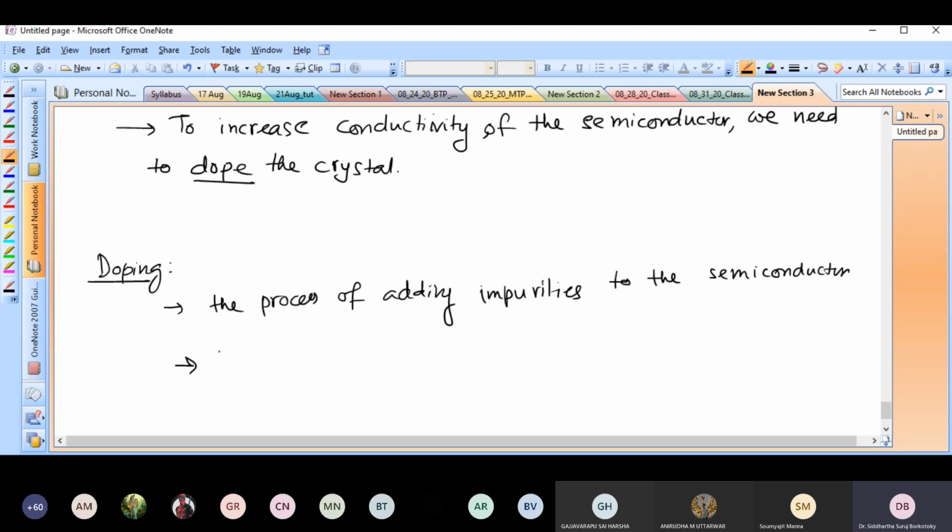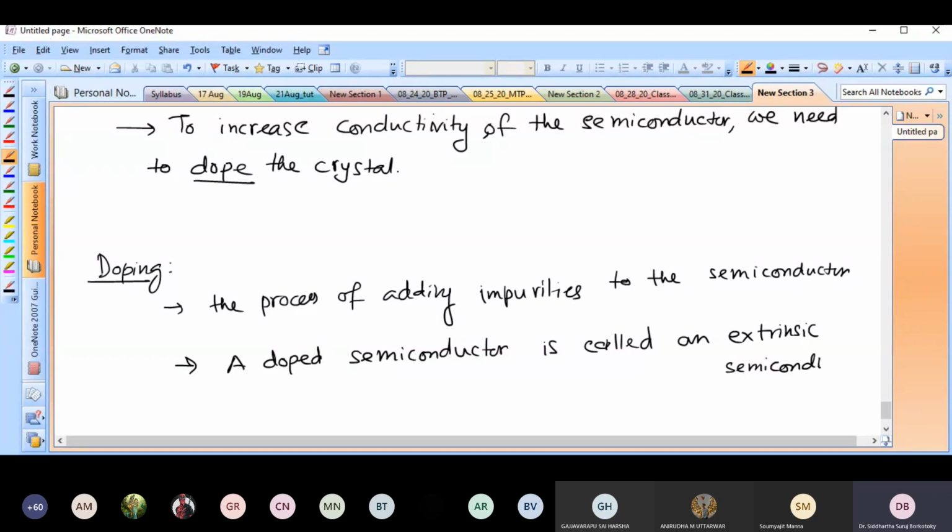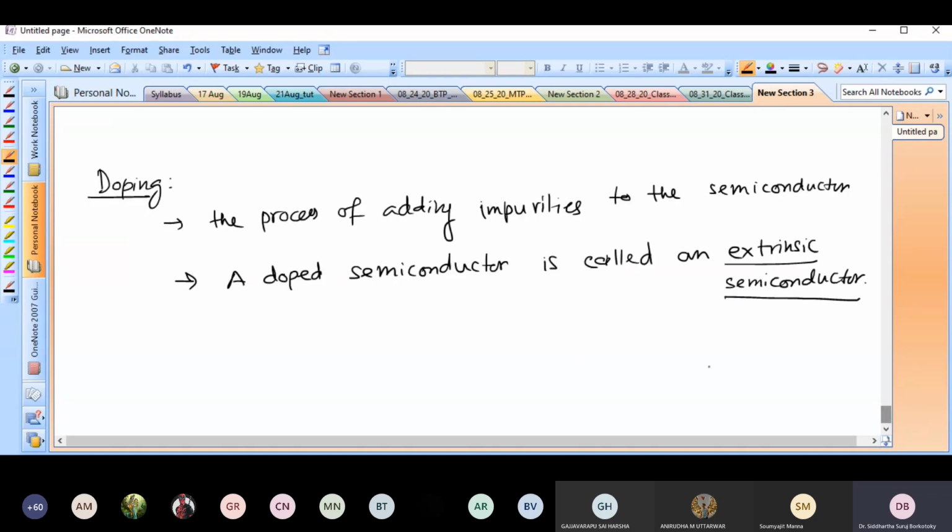And then the doped semiconductor is often called the extrinsic semiconductor. A doped semiconductor is called an extrinsic semiconductor, because an extrinsic semiconductor is nothing but a doped semiconductor. Okay, so we now know what an extrinsic semiconductor is. But what exactly is doping? What sort of impurities do we add?